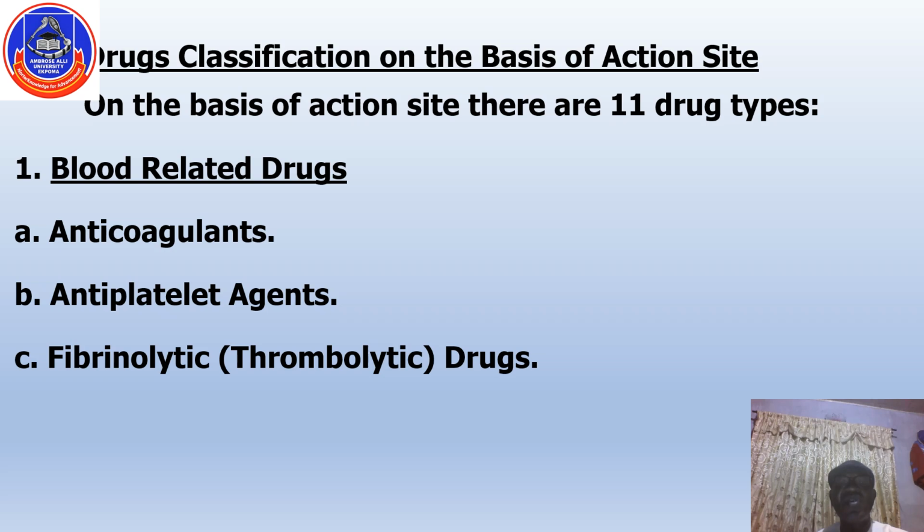Drug classification on the basis of action sites. On the basis of action sites, there are 11 drug types. We have blood-related drugs, under which we have anticoagulants, antiplatelet agents, fibrinolytic agents or drugs.